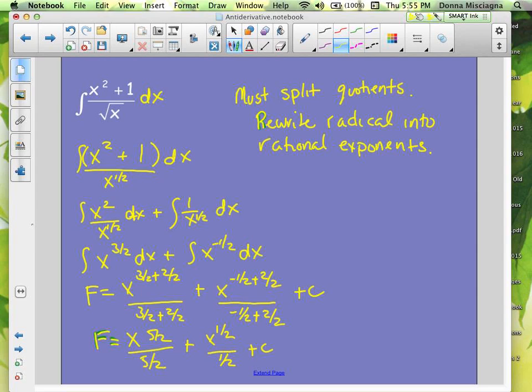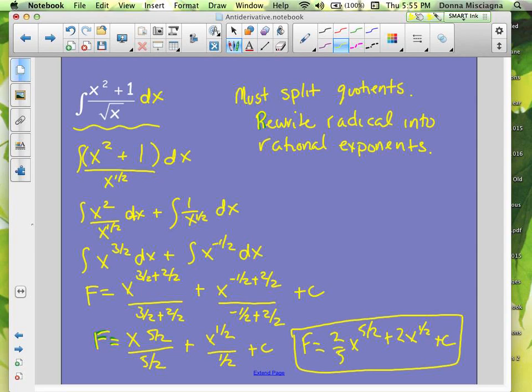So our integral is going to be 2/5 x to the 5/2 plus 2 times x to the 1/2 plus c. So there is our integral. That's the function who has this as its derivative, because that is the exact same thing as the step below it.